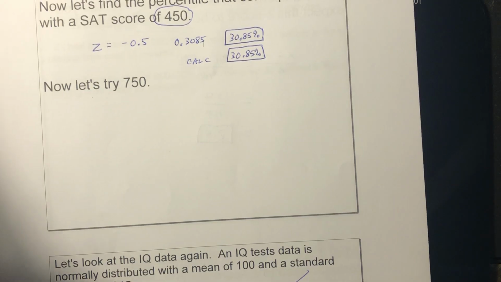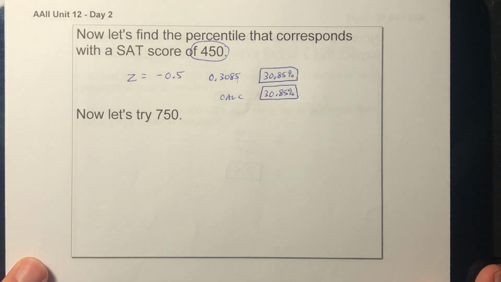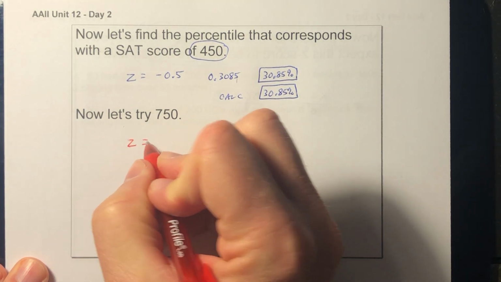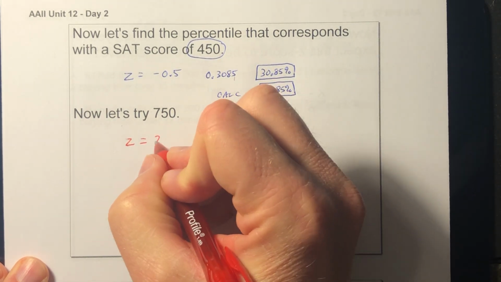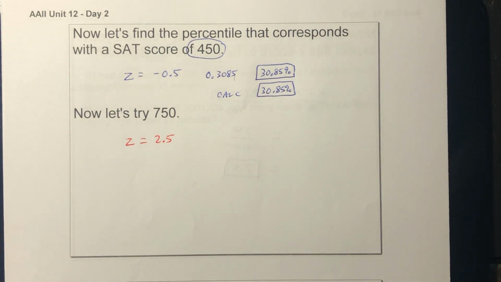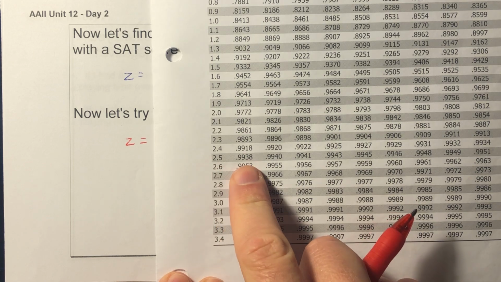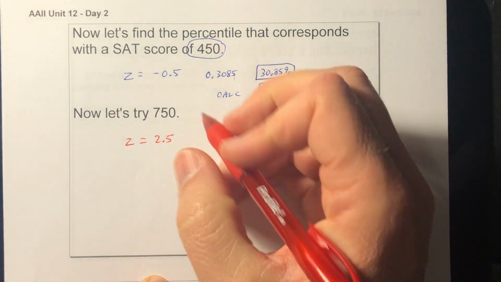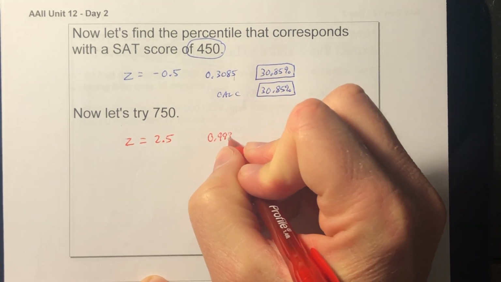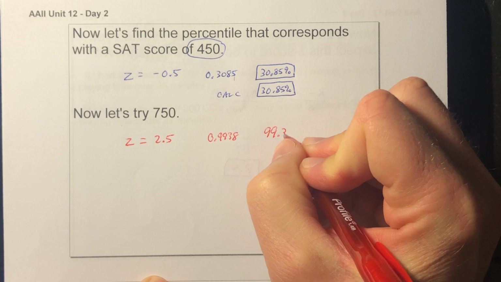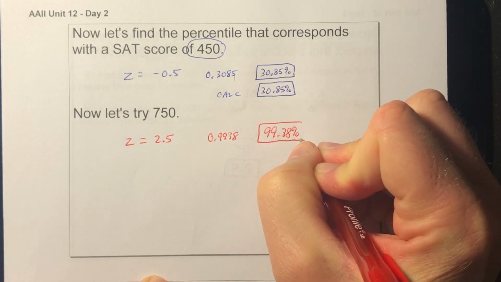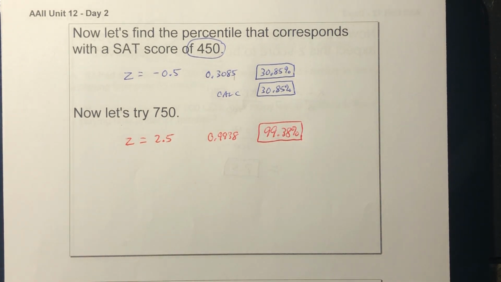All right, now 750. So we found earlier that the z-score here was 2.5. Okay, so from our z-table, 2.5 is going to be 0.9938. So when we move our decimal, that is 99.38%. So if you have an SAT score like that, that means you did better than 99.38% of the population.